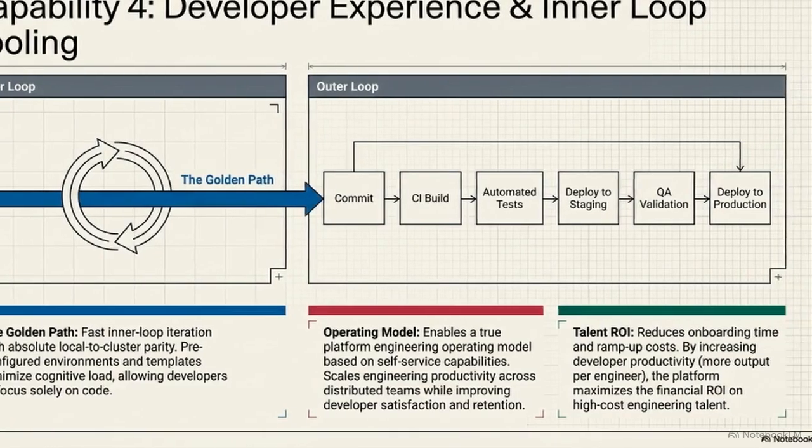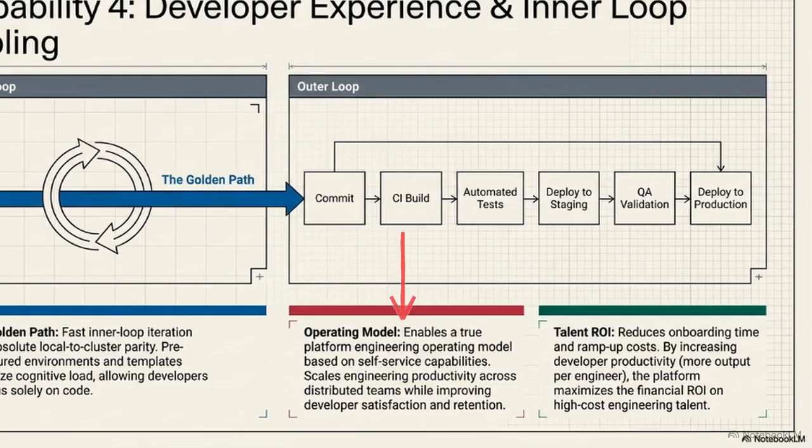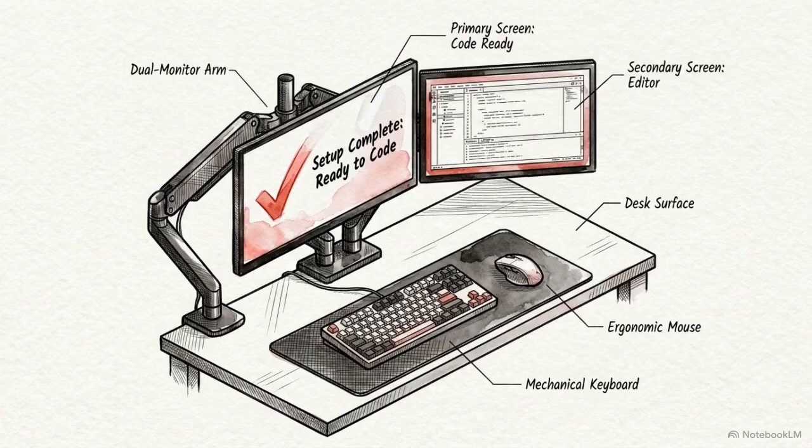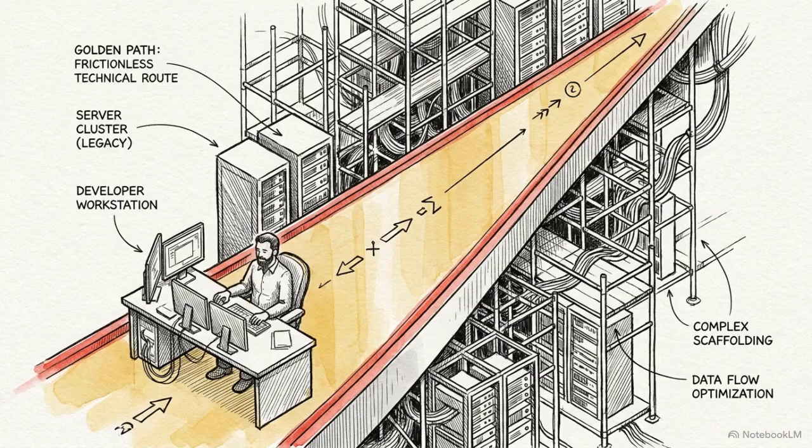Following this path through the outer loop institutionalizes a true platform engineering operating model, completely based on self-service. This drastically reduces onboarding time and ramp-up costs for new engineers. Establishing a golden path maximizes the enterprise's financial ROI on high-cost engineering talent. It allows them to focus solely on writing code, not managing servers.